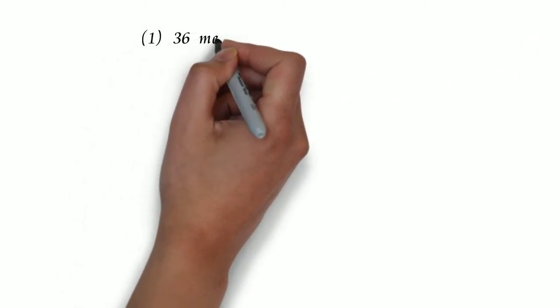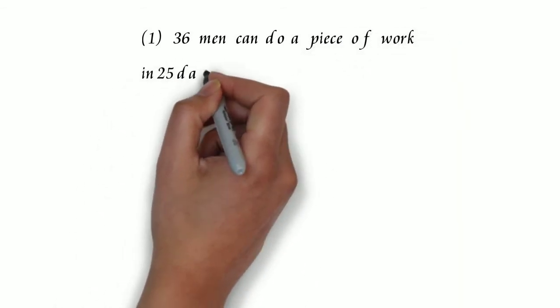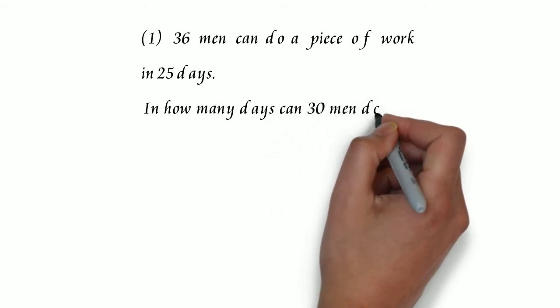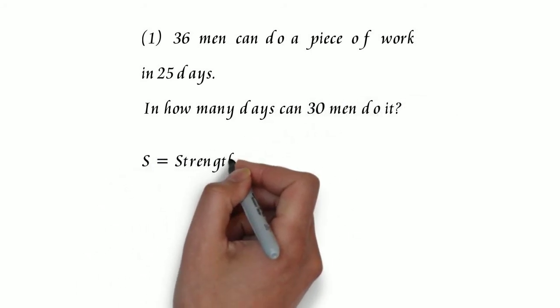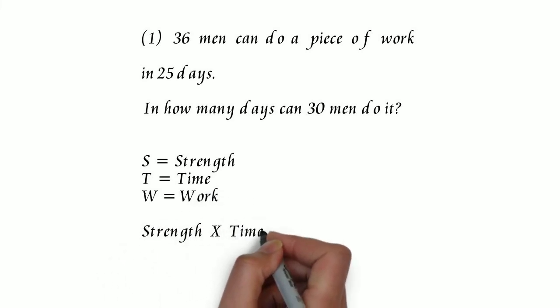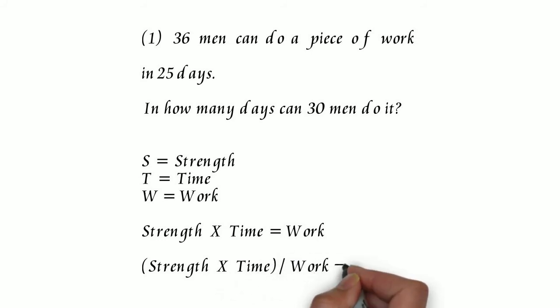The first example that we are going to solve today is: 36 men can do a piece of work in 25 days. In how many days can 30 men do the same work? Let us assume as strength S, time T and work W. The formula we are getting is strength into time is equal to work. Strength into time divided by work is equal to 1, rearranging the equation.